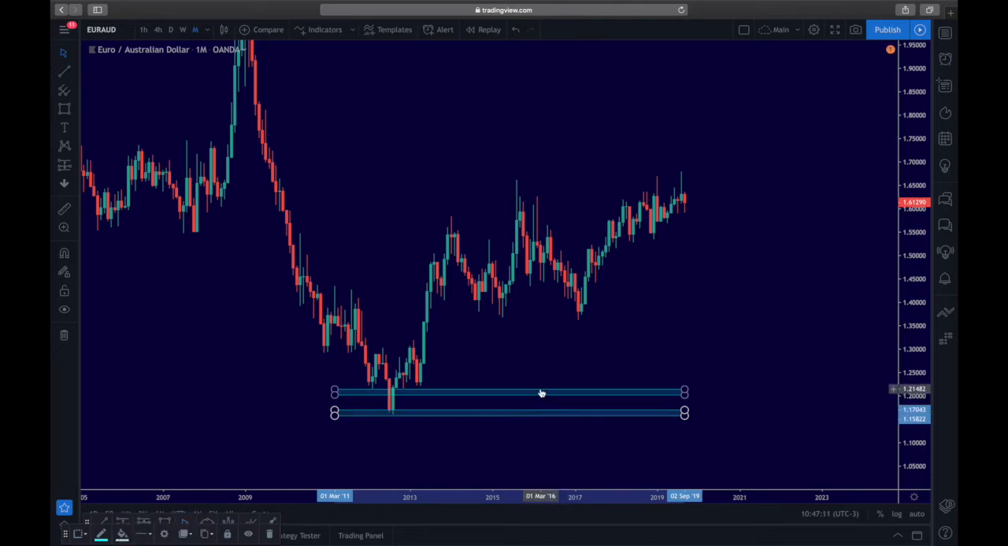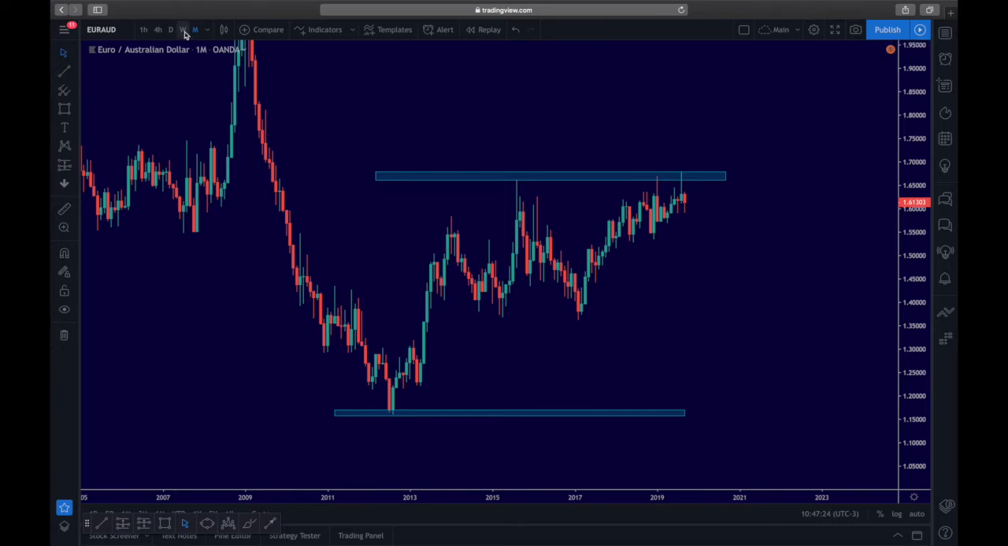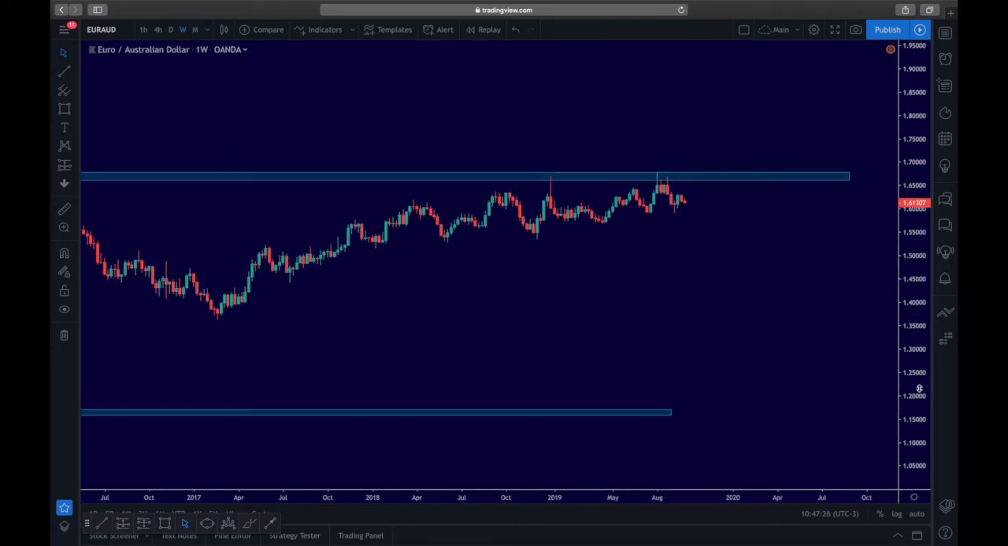I would then copy and paste that quickly. The next area of resistance I'll be looking at is this area up here. So we would do the top of that wick there to the bottom of that wick there, covering that whole zone like that. Next, I would take it down to the weekly.